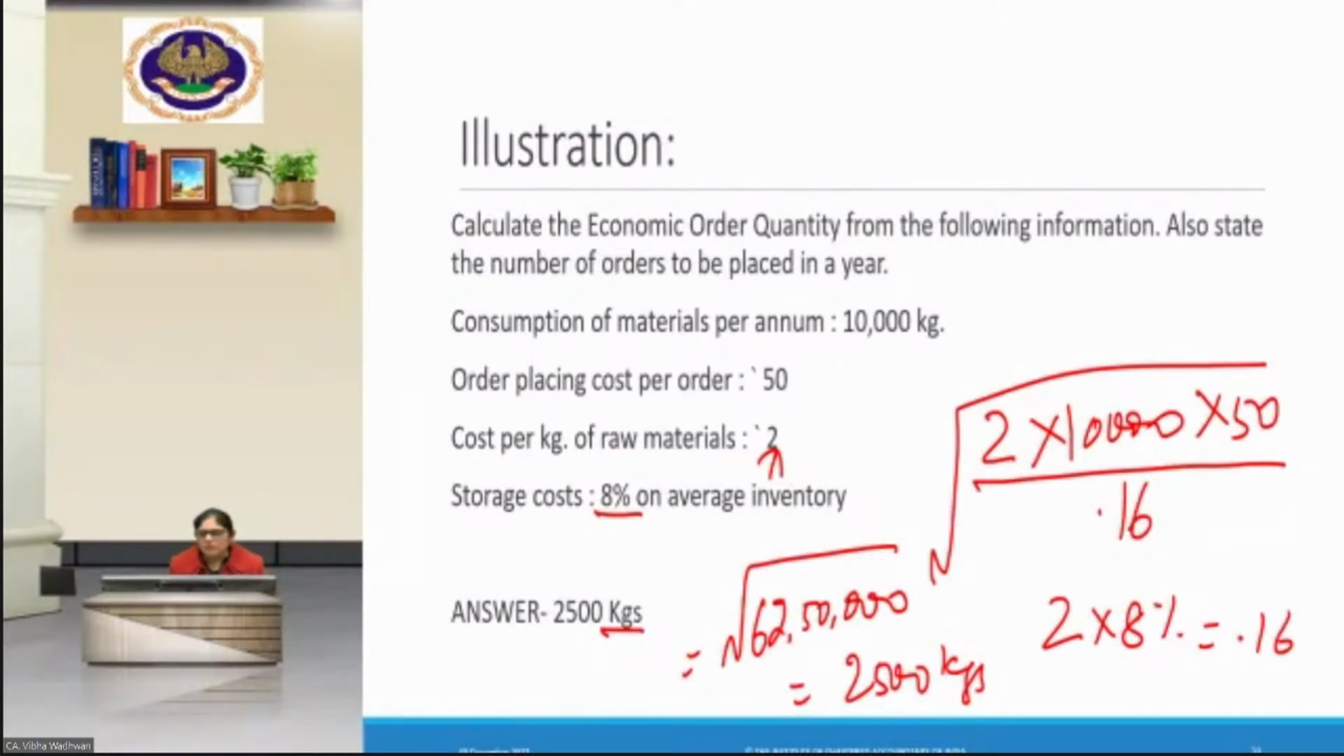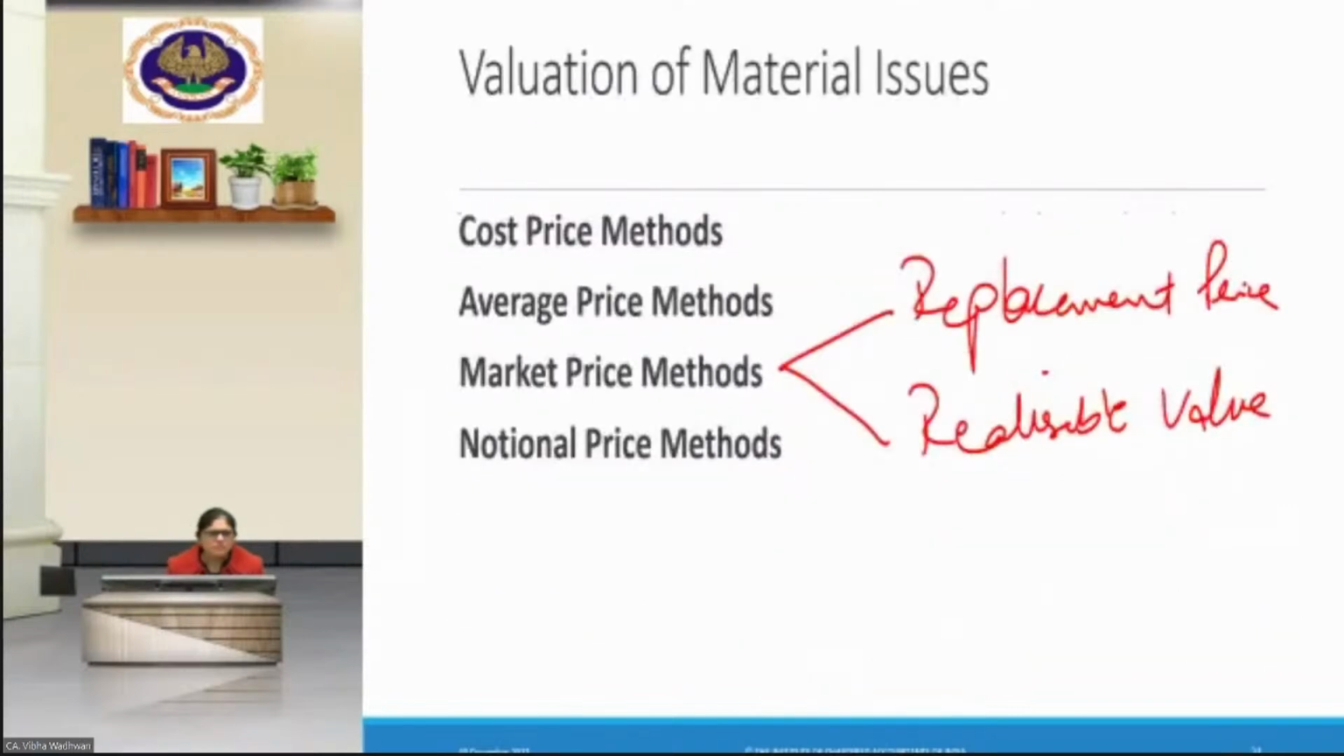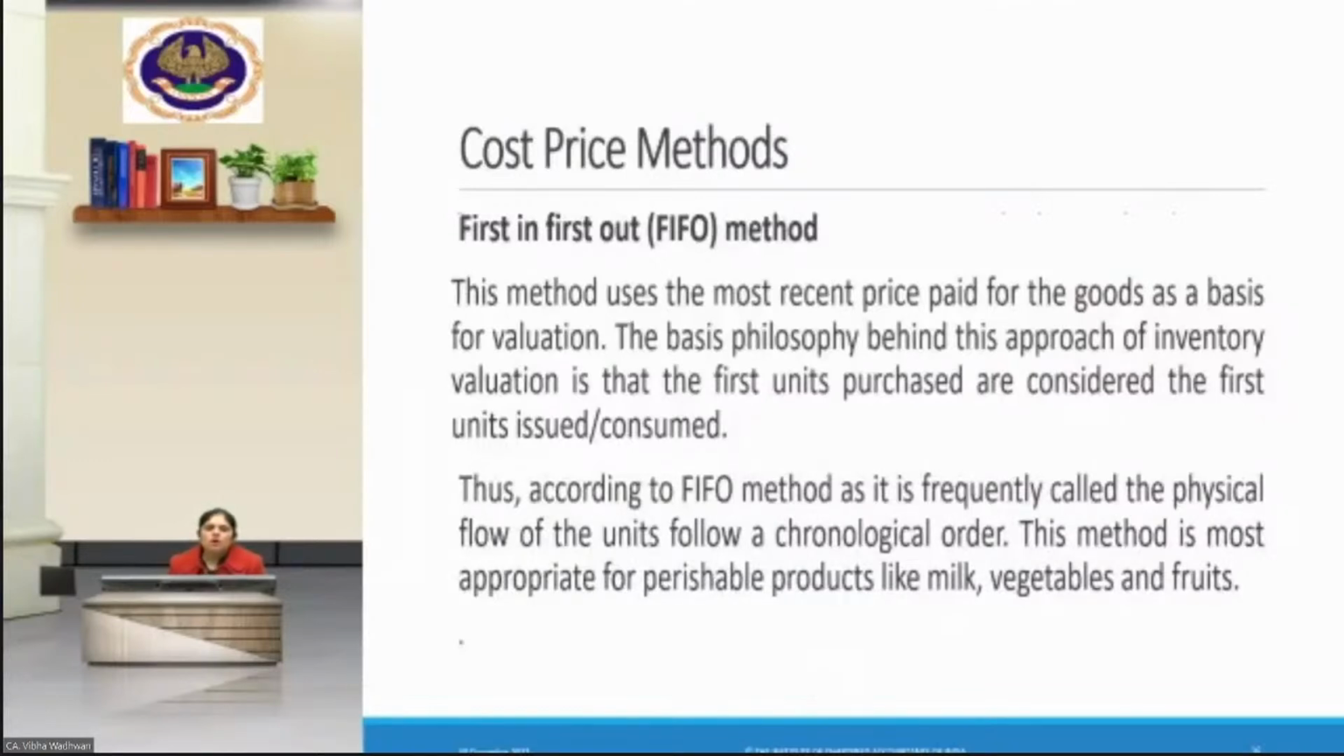All right. Okay. We are moving forward now. So these are the valuation of materials I was just discussing. I discussed the market price methods and the notional price methods, and we'll be doing in detail the cost price methods and the average price methods, which are most commonly used. So cost price method, first, the most common method is FIFO, first in, first out. All right. This method uses the most recent price paid for the goods as a basis for valuation.